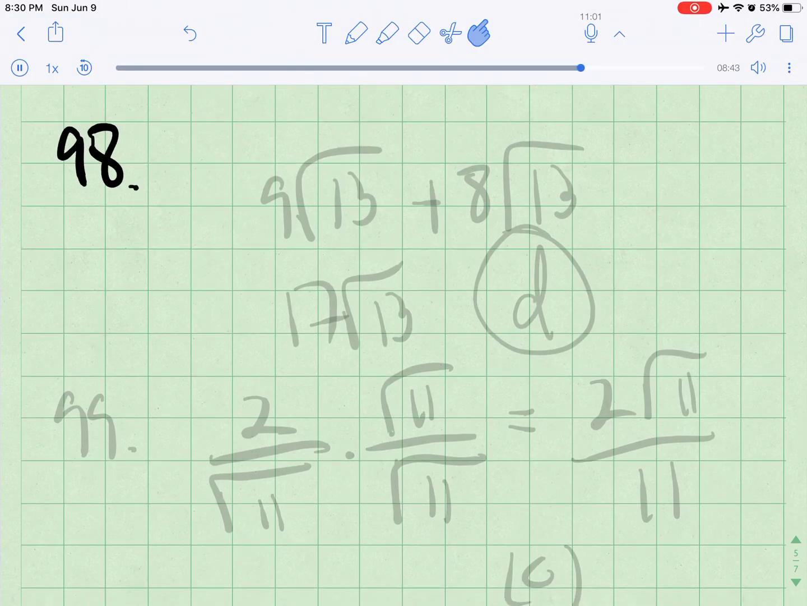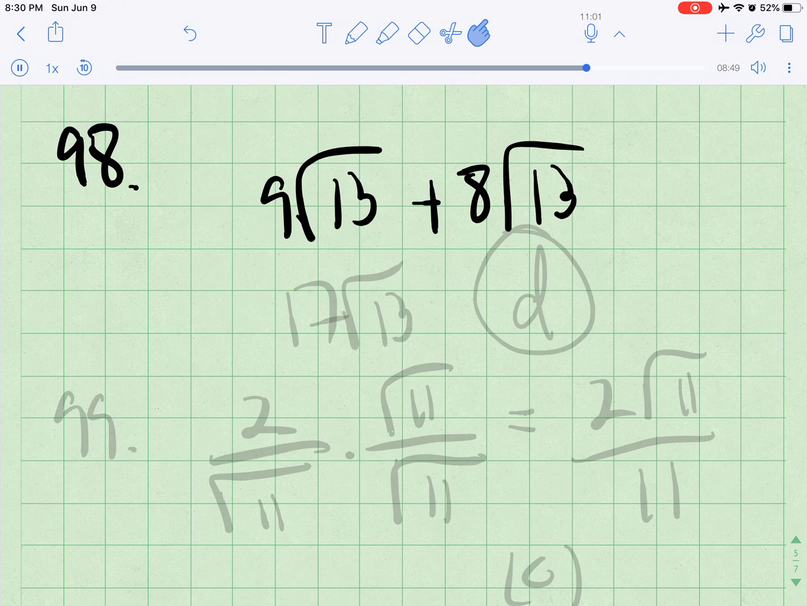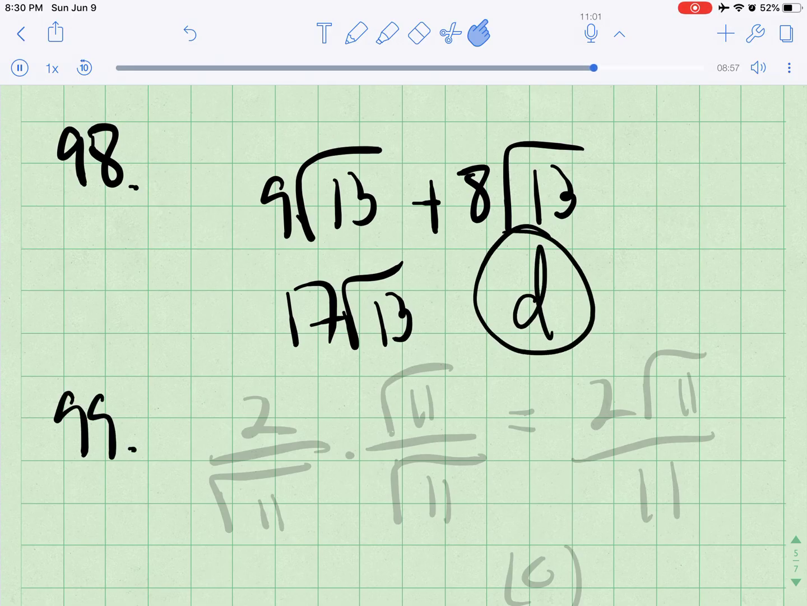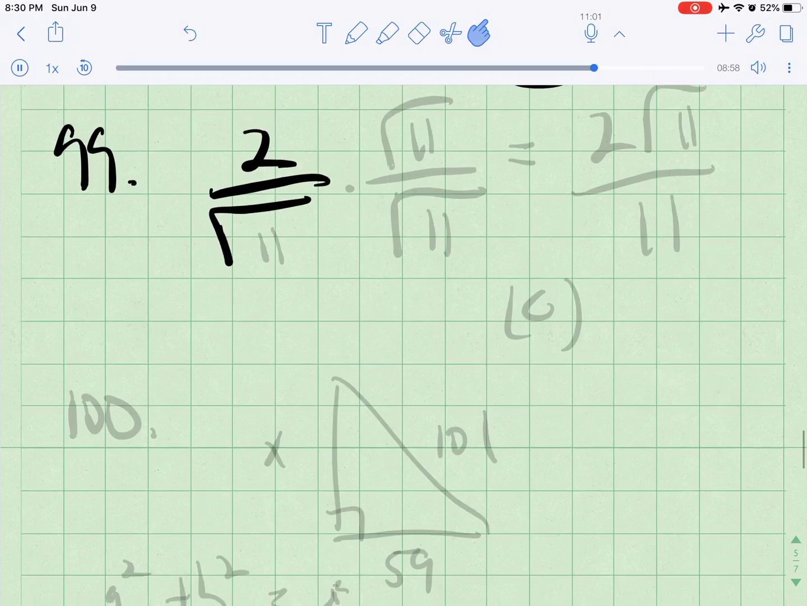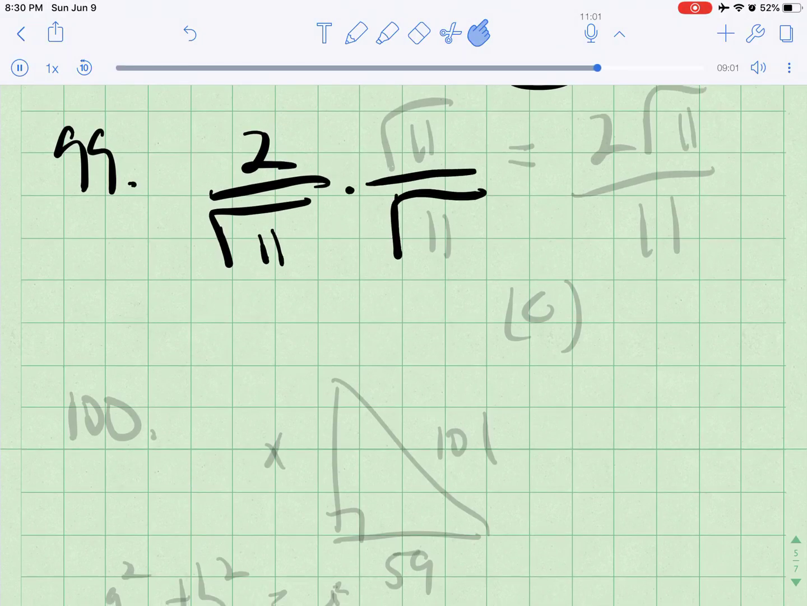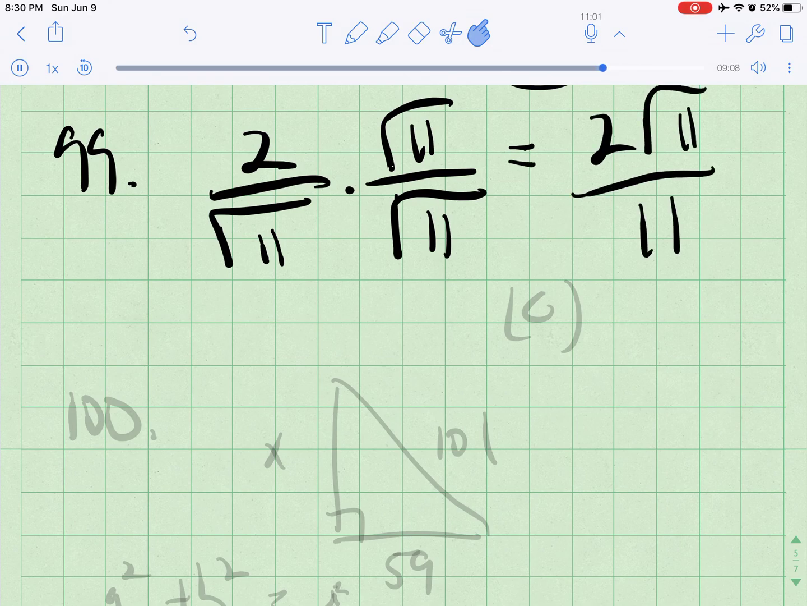98. 9 root 13 plus 8 root 13. You just add them. That's 17 root 13. That's choice D. 99. 2 square root 11 over the square root of 11 times the square root of 11 equals 2 radical 11 over 11. This is choice C.